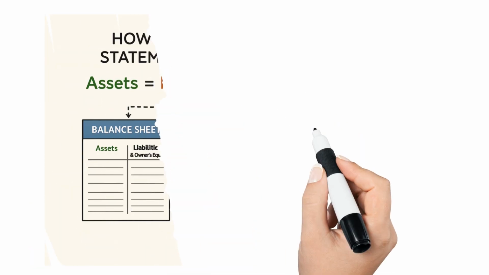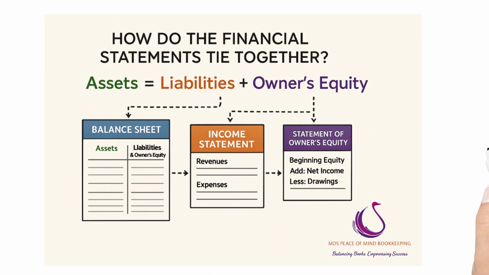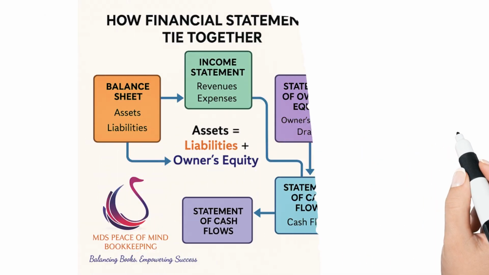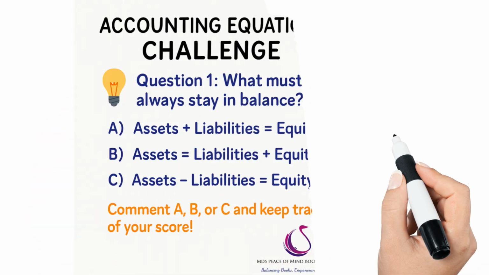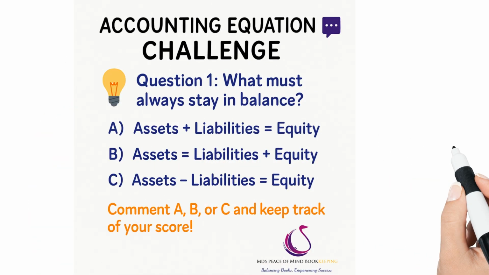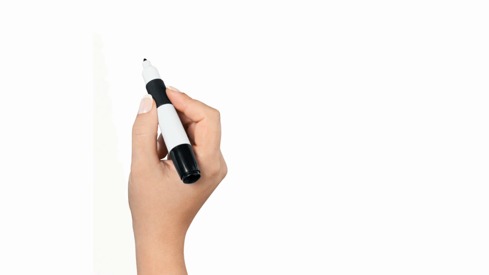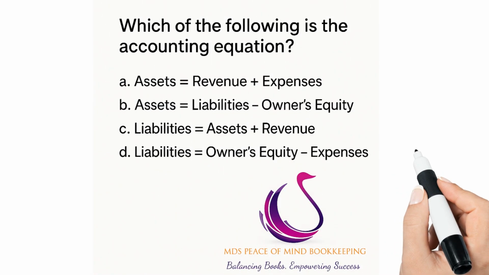This expanded version beautifully shows how your income statement, which tracks revenues and expenses, directly connects to your balance sheet. At the end of every accounting period, the net income or loss from your income statement flows into the owner's equity section of your balance sheet. That's how these two critical financial statements are tied together.